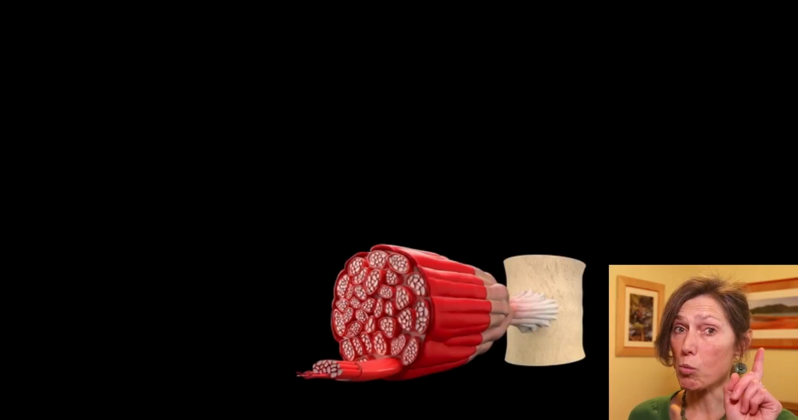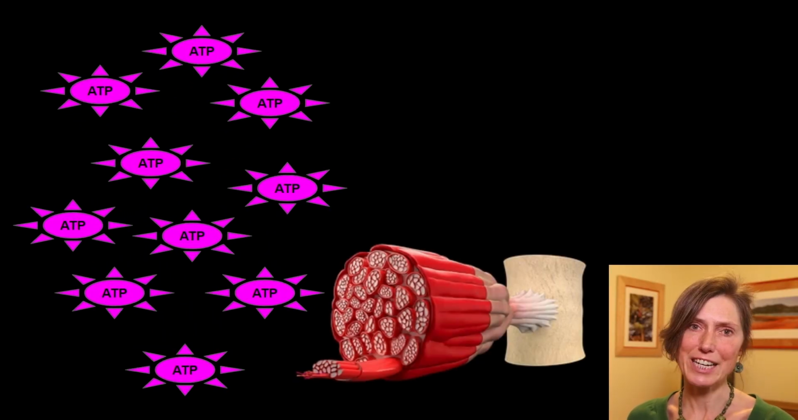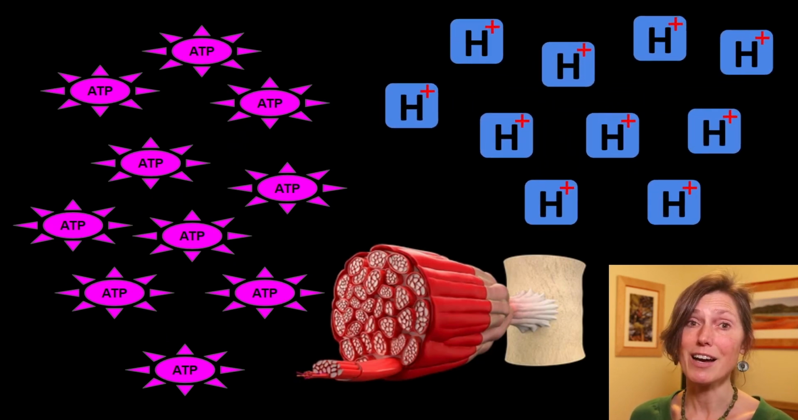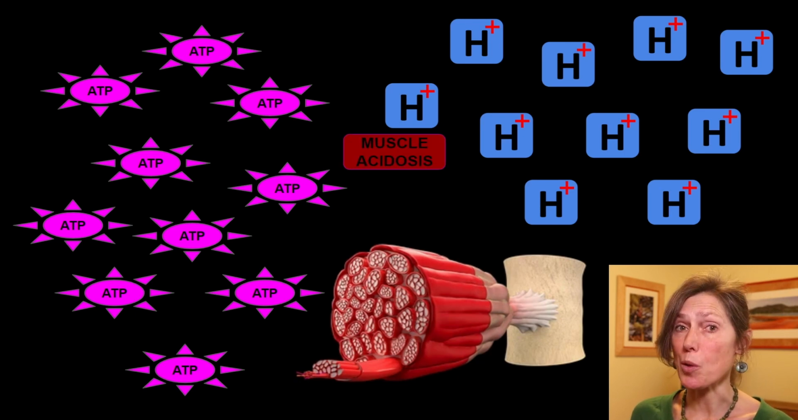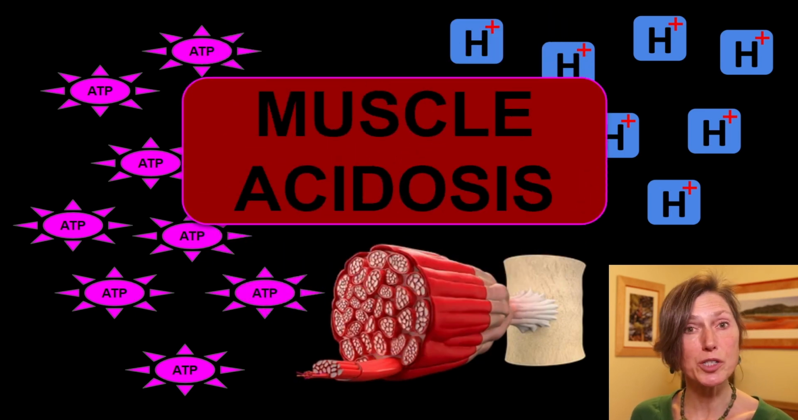Now picture not 1, but 10 ATP molecules that are hydrolyzed. This would then result in the release of 10 hydrogen ions. This is just a hypothetical scenario. In reality, there are way more ATP molecules involved, hence the potential muscle acidosis as a result of that. But why in the past have we blamed lactic acid for this?